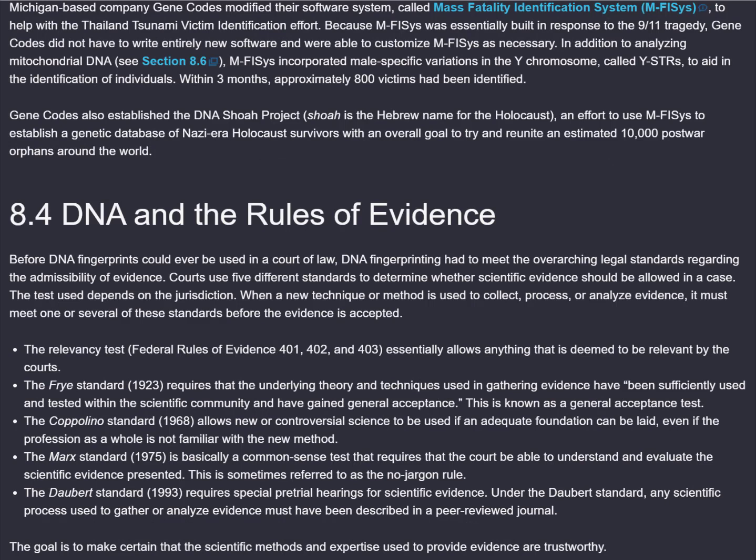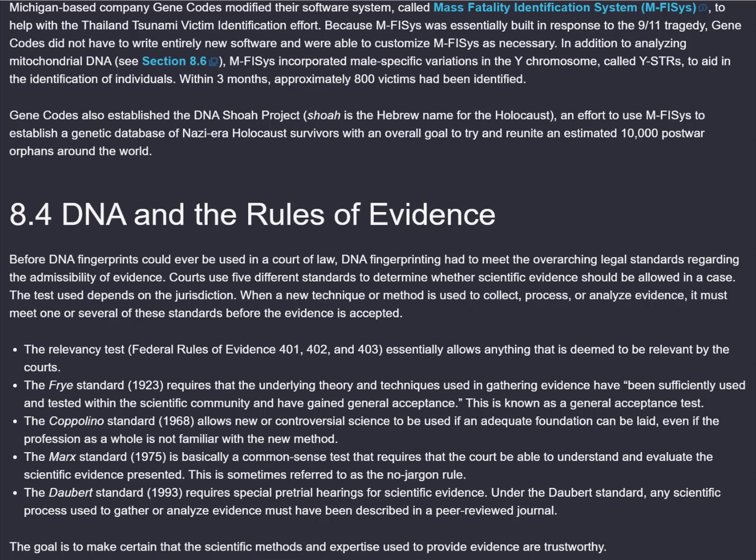Michigan-based company Gene Codes modified their software system, called Mass Fatality Identification System (MFISys), to help with the Thailand tsunami victim identification effort. Because MFISys was essentially built in response to the 9/11 tragedy, Gene Codes did not have to write entirely new software and were able to customize MFISys as necessary.